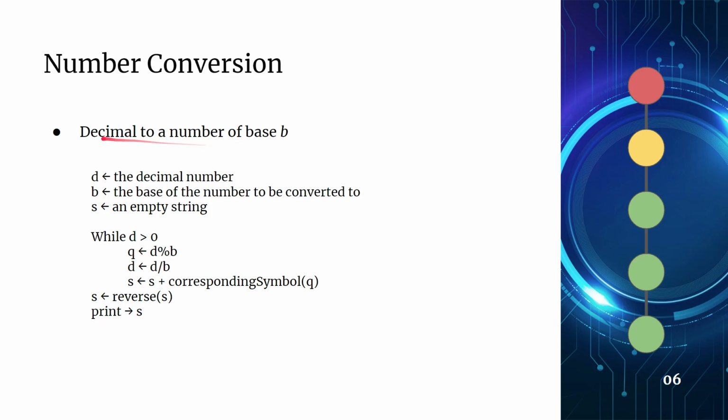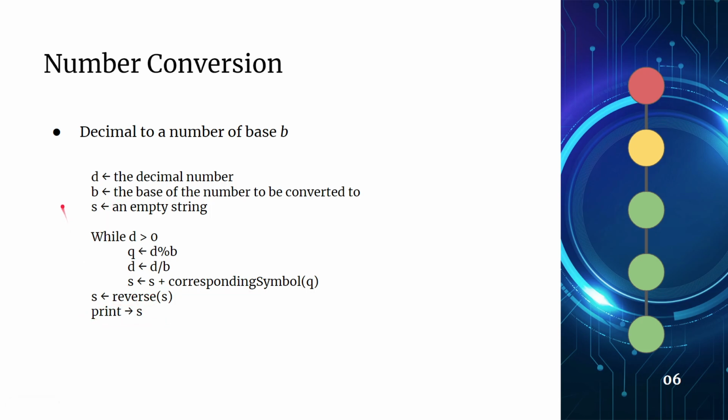This is actually a generalized algorithm: if you provide it with a decimal number and a base b, it can convert it into any other based number. So let us get started. First, in the d variable we will keep the decimal number that needs to be converted. In b we will keep the base to convert the number to, and s will be an empty string. Then here's a loop: while d is greater than 0, we will store the value of d modulus b in q, and in d we will store d divided by b, and we will append the corresponding symbol of q to s, and then we will reverse and print s.